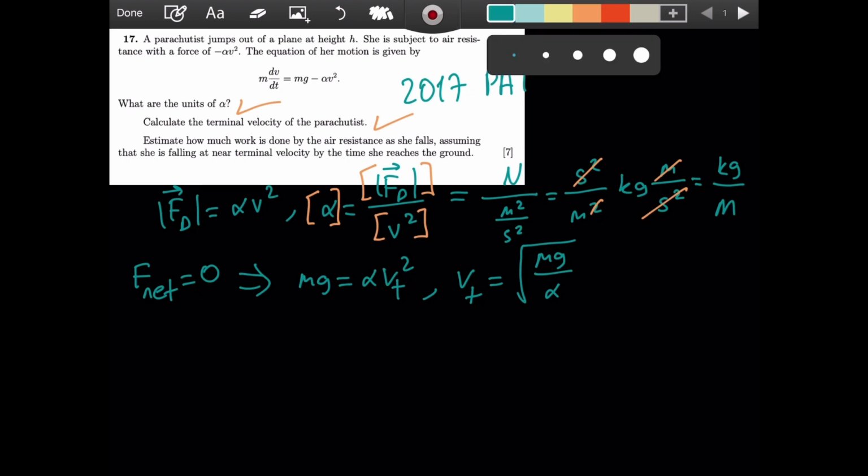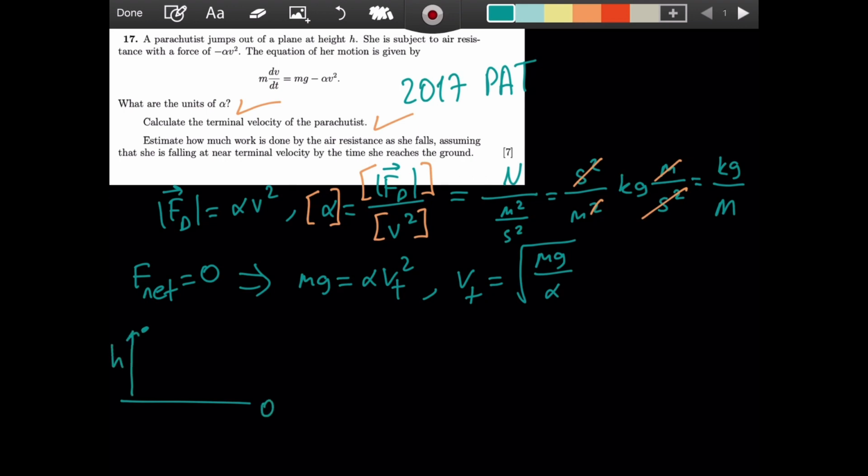So let me draw it here. The initial point is h, and I choose the ground as 0. I choose upwards as positive. As I said, it doesn't matter for the energy calculation. If we were asked to do something else, I would suggest that we stick to the direction choice of the question. This is the initial point, and it will move like this. It will be falling downward with a velocity of v terminal at the end, at the final point.